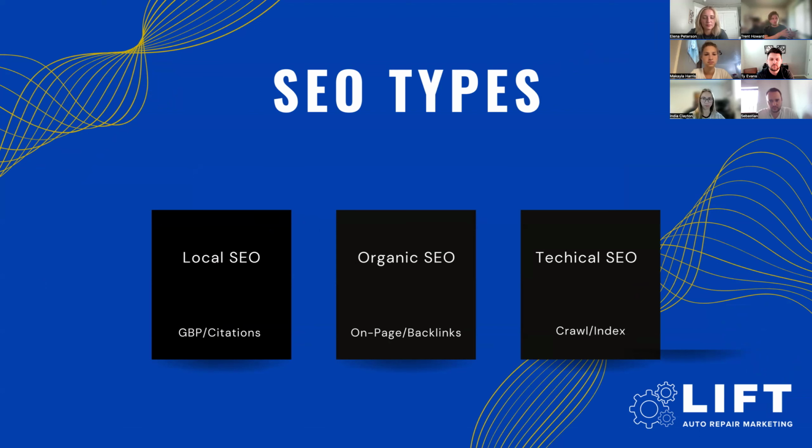But that's local. There's organic SEO, or more like broad SEO, and that's getting them to rank within Google for the organic listing underneath the map pack. That has a lot to do with what we do on the page, the content we're optimizing, and the backlinks we're building. So we've talked a lot about those in the past.